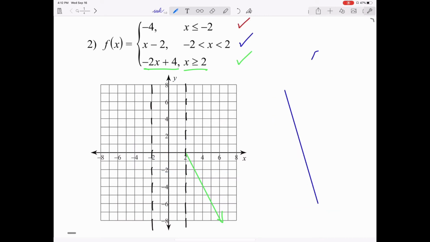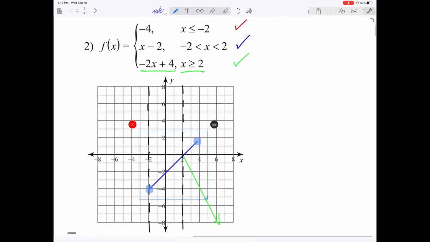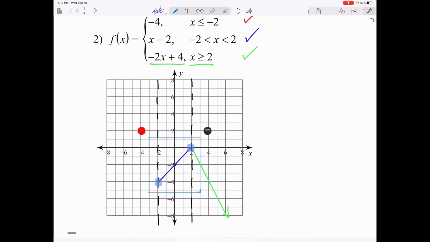So for the blue line, let's see where that one is. That's between -2 and 2, and the function is easy. It's x minus 2, so a slope of 1, intercept of -2. So I'm going to go here, put that dot on -2, and that's a positive slope in this case, so we're going to go that direction. And I'm just going to back that up so that it does not cross my domain lines.